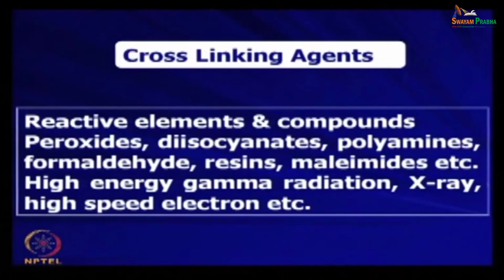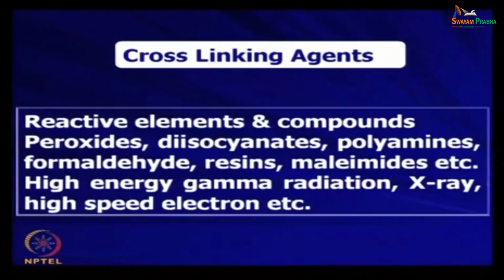Cross linking agents: your peroxides are cross linking agents, or some functional polymers, difunctional polymers, say maleimides or diamines. For epoxies, diamines are cross linking agents. For saturated polymers like polyethylene, peroxides are cross linking agents, say dicumyl peroxide.